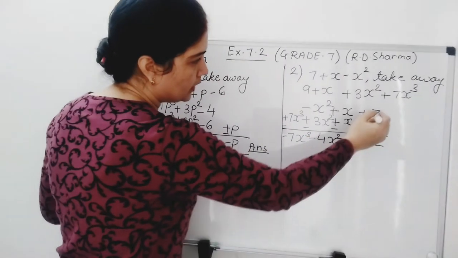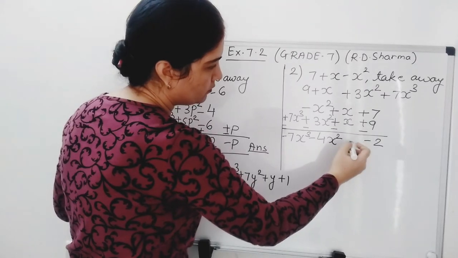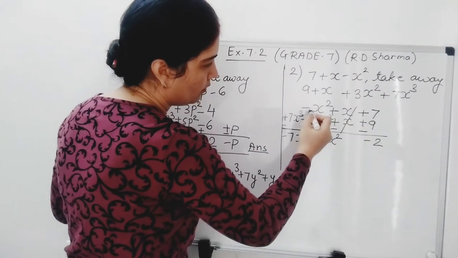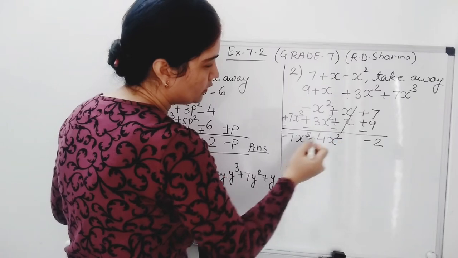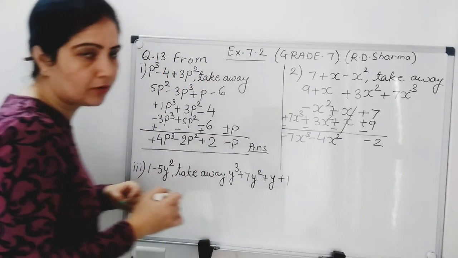I hope this is clear. 7 minus 9, you can write 0 or nothing. You can cut like this also. Minus x square minus 3x square is minus 4x square, and this is minus 7x cube.